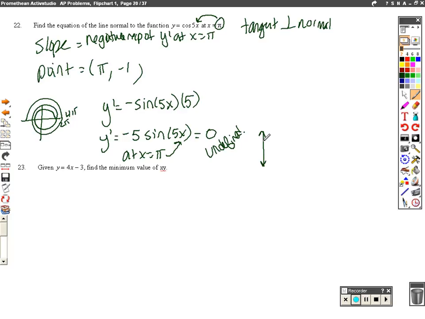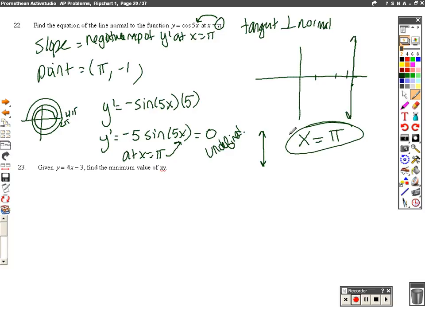So if you kind of think about this on a graph, if we had, here's 1, 2, 3, here's pi, a little bit more, -1, a vertical line going through here, they're all actually going to have that same x value. So the equation for this line is actually x equals pi. All of the points on this line have the same x value.